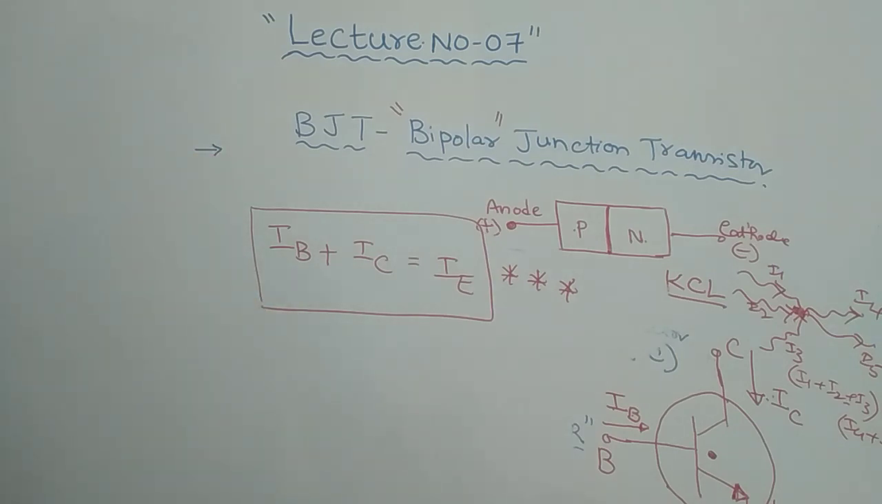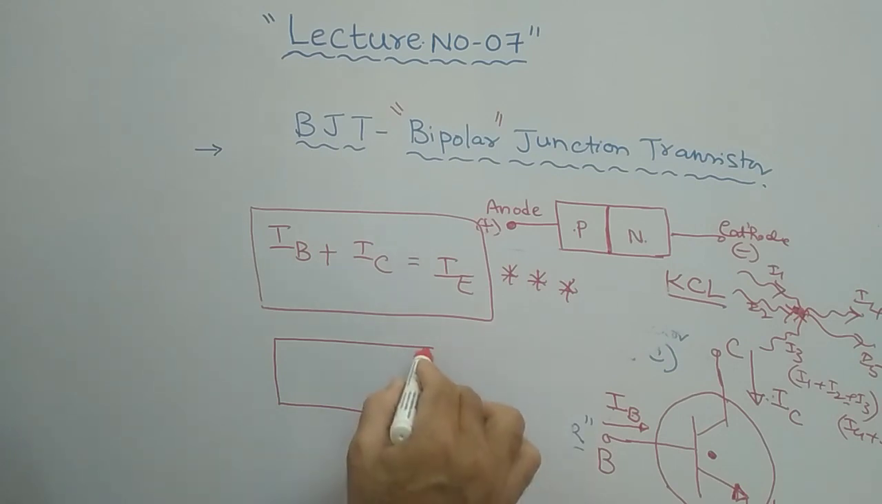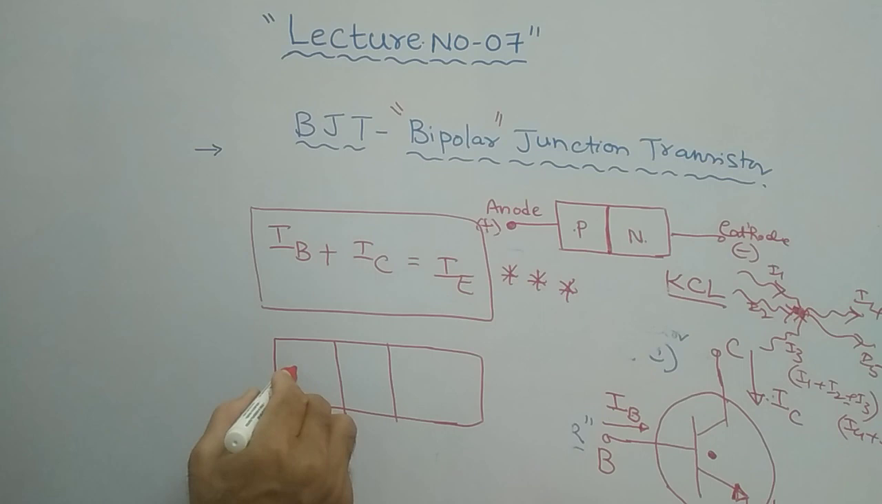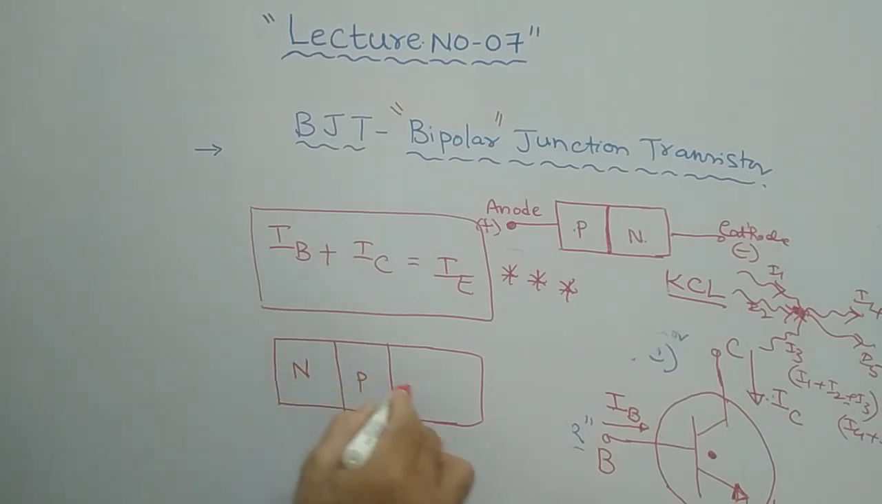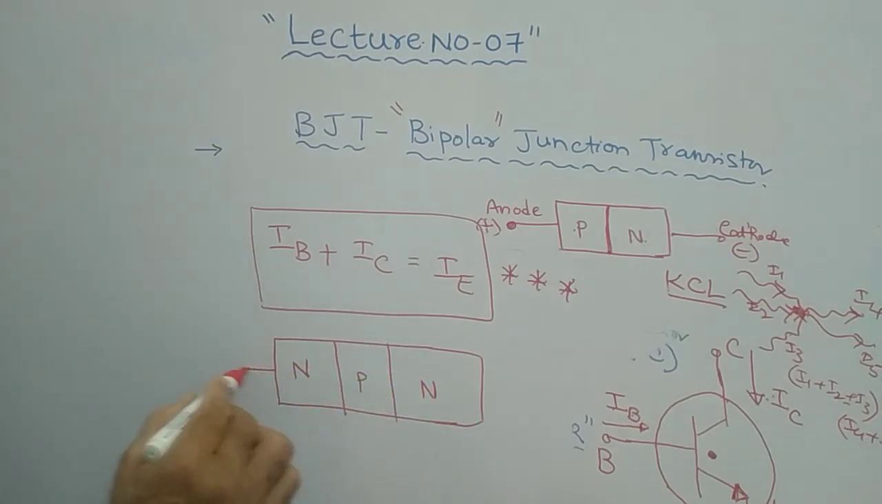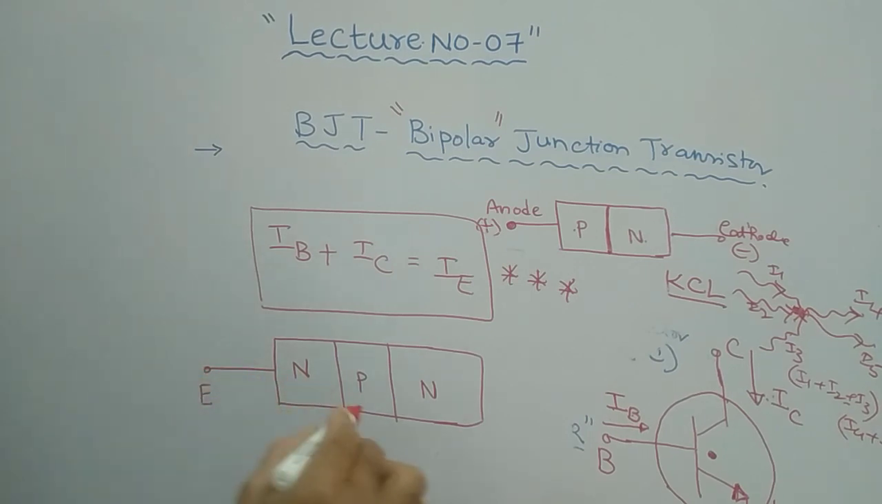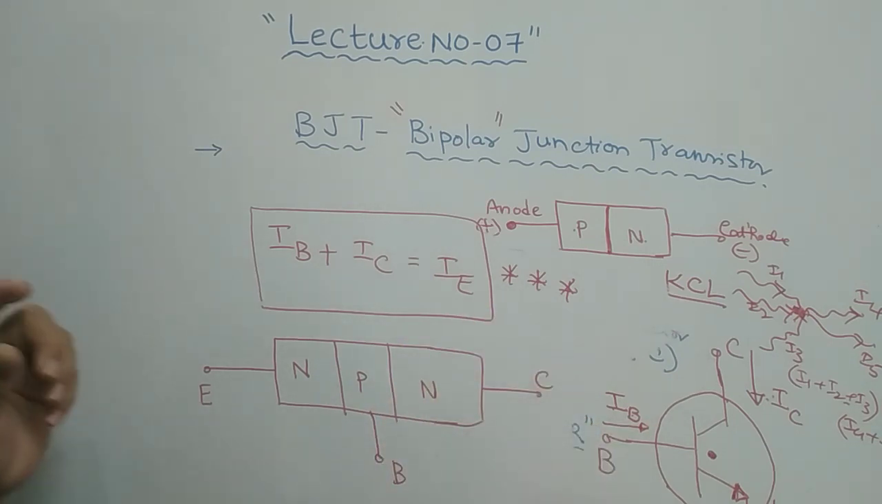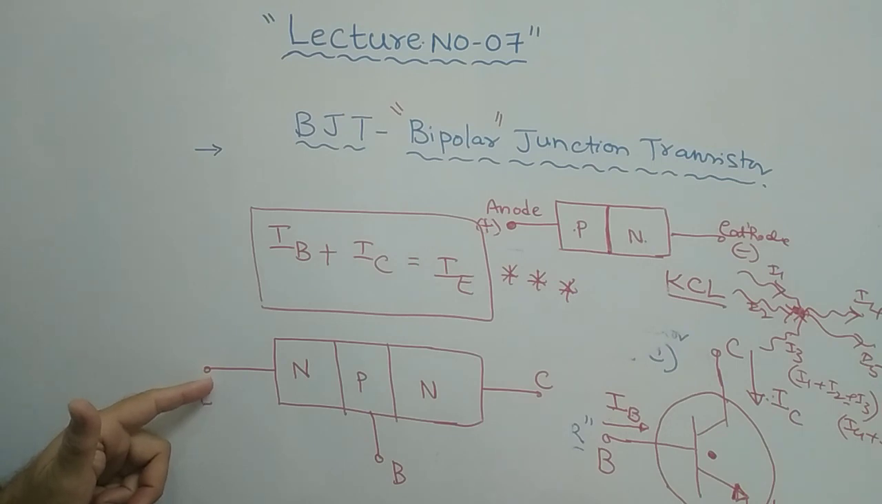Similarly, if you see the physical representation of an NPN transistor, just now we have seen N, P, N. This is your N, this is your P, this is your N, and this is your emitter. The middle one is definitely your base, and this is your collector. Remember one more important point: the emitter terminal is heavily doped.